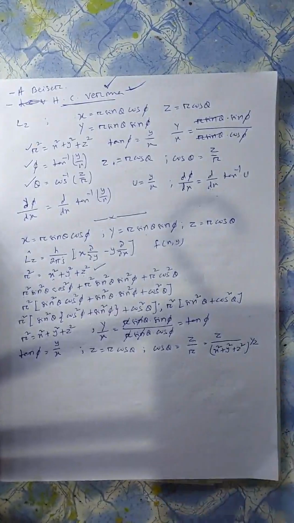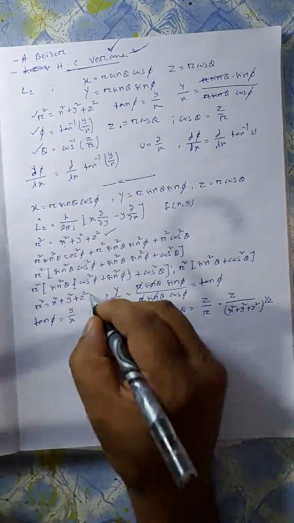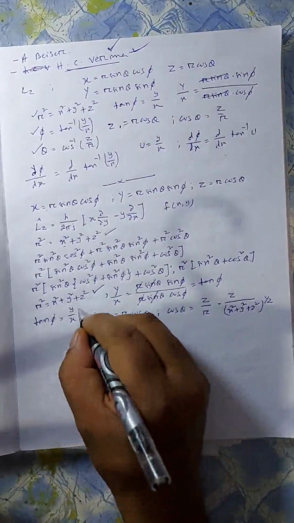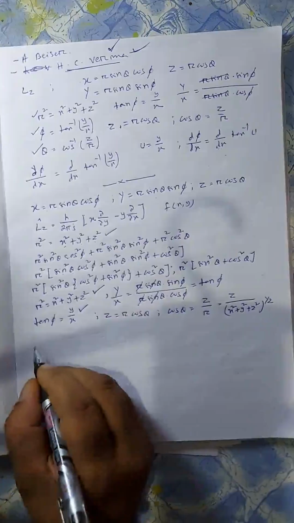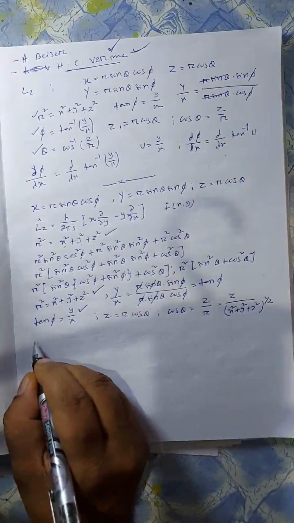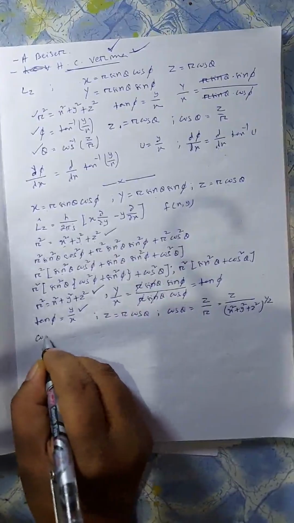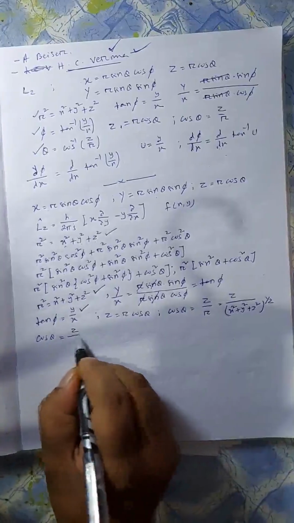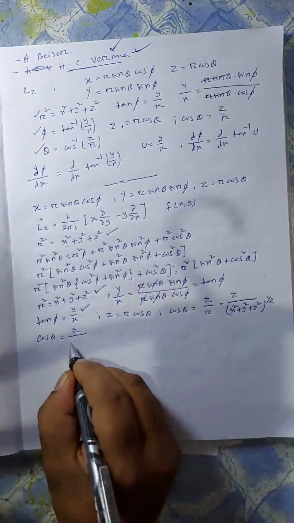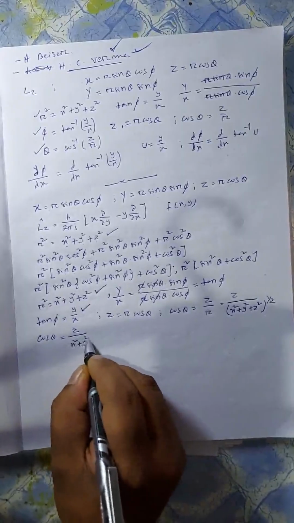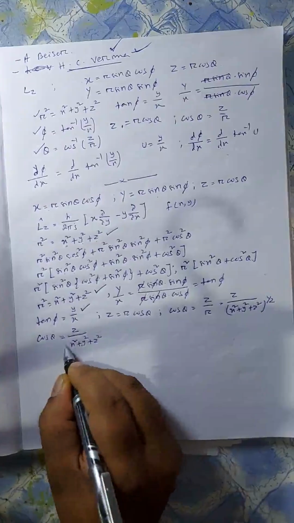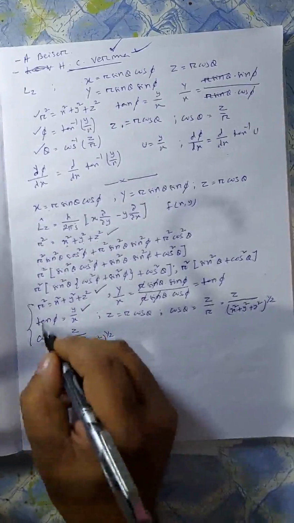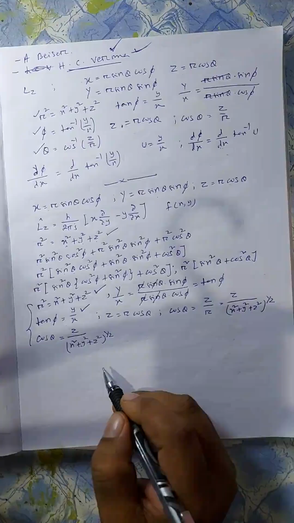That means we get three such equations. One is r square is equal to x square plus y square plus z square. Then tan phi is equal to y by x. Then cos theta is equal to z by (x square plus y square plus z square) to the power half. These three things we know, and from these three we have to find out all the things.